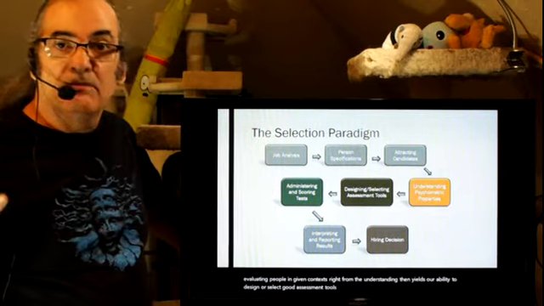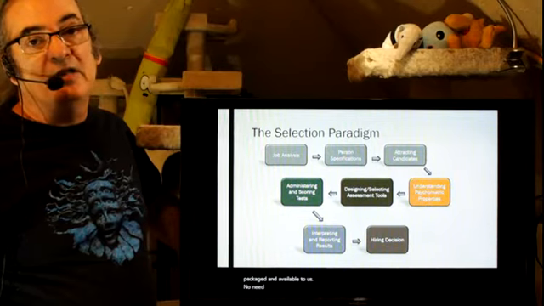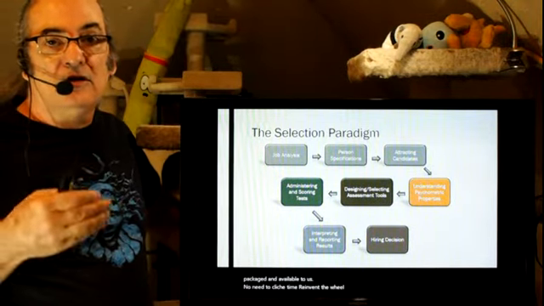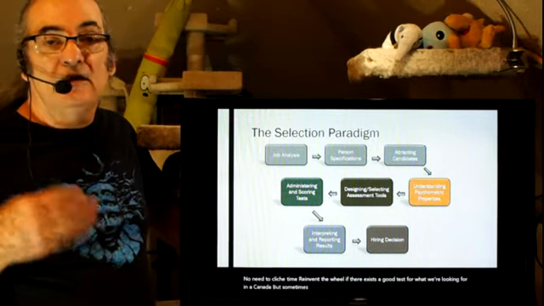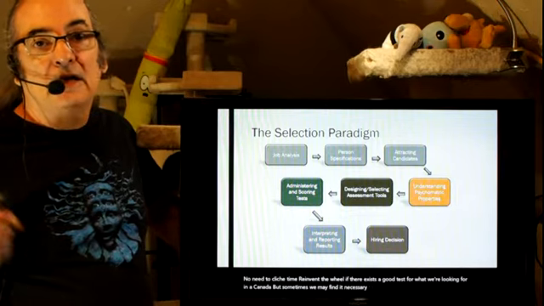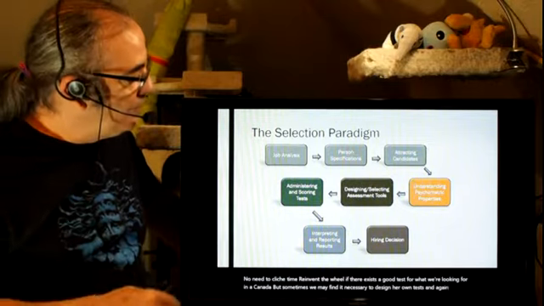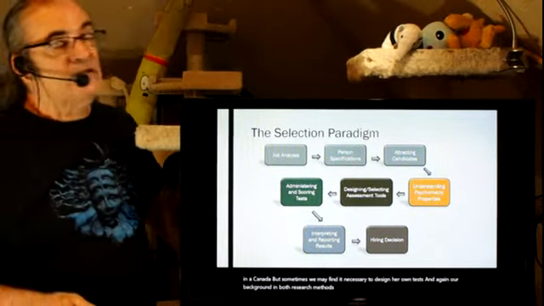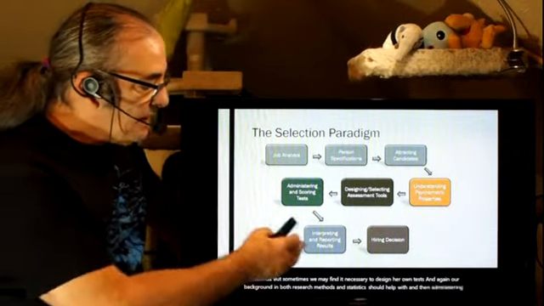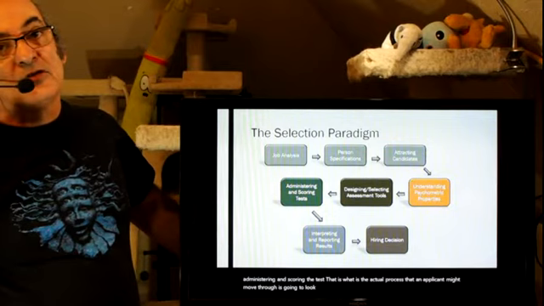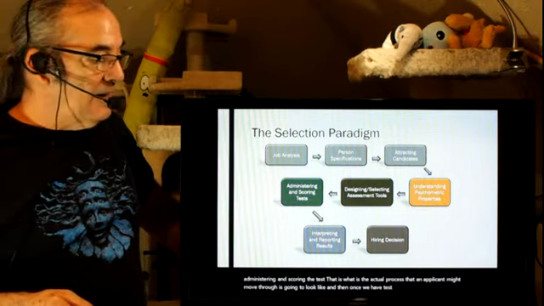Now, some we will select because they're pre-packaged and available to us. No need to, cliche time, reinvent the wheel if there exists a good test for what we're looking for in a candidate. But sometimes we may find it necessary to design our own tests. And again, our background in both research methods and statistics should help with that. And then administering and scoring the test, that is, what the actual process that an applicant might move through is going to look like. And then once we have test scores, what do we have to do? We have to interpret those test scores in some meaningful way. Again, statistics. And then ultimately this will yield our hiring decision.